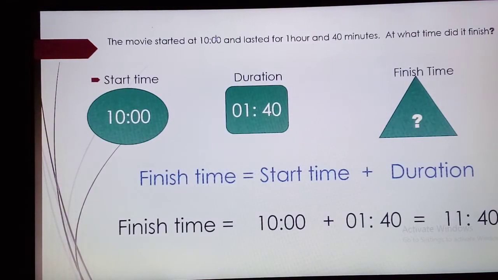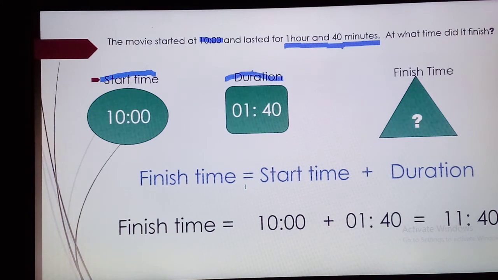Let's see again. We know the starting time, that is 10, and lasted for 1 hour and 40 minutes, which means the duration is 1 hour and 40 minutes. So we know the starting time, we know the duration. They ask us to find the finish time.